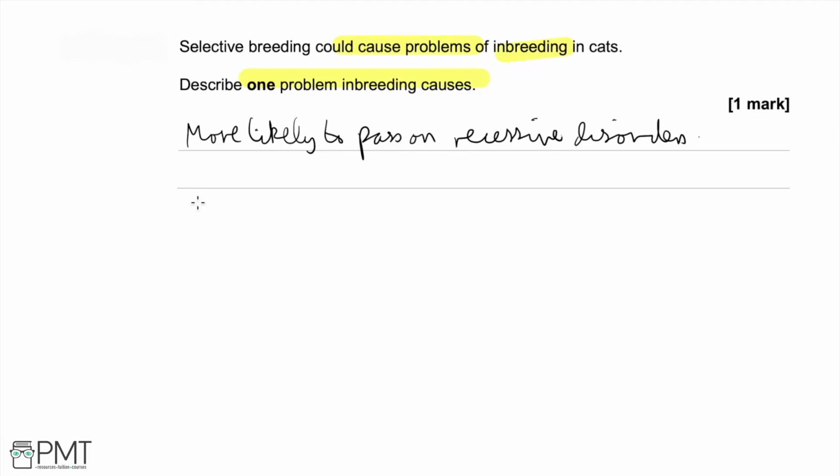Recessive disorders are determined by recessive genes. These are genes which are only expressed when 2 copies are present. That is when both the mother and father both have a copy of the gene. Now, in normal circumstances, this is very unlikely. But when siblings or very closely related animals interbreed, it is far more likely that both of them will have this recessive gene. So it's much more likely to be expressed and therefore cause disease. Alternatively, we could have phrased this in a different way and said the cats are more susceptible to disease.